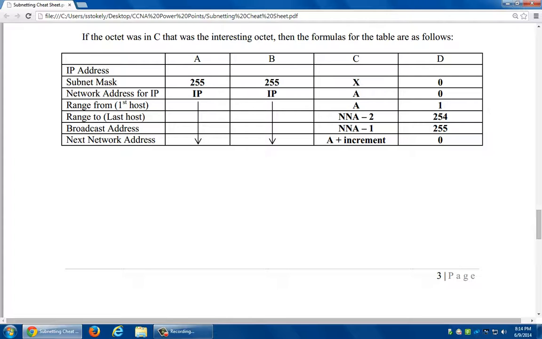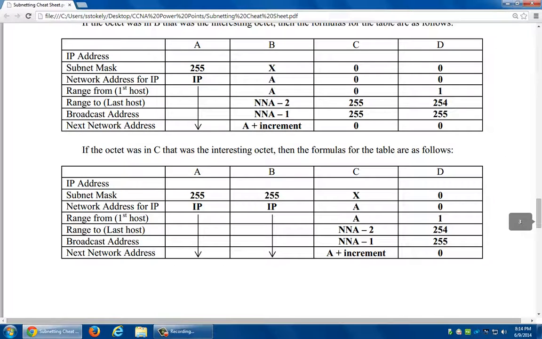Okay? You with me? Yeah. Okay. Now, here's what happens if you're in the B octet. You just add these 255s right there, put zeros up top, and that will always be the same in C and D. If you're an interesting octet as B, these will always be your answers in C and D.